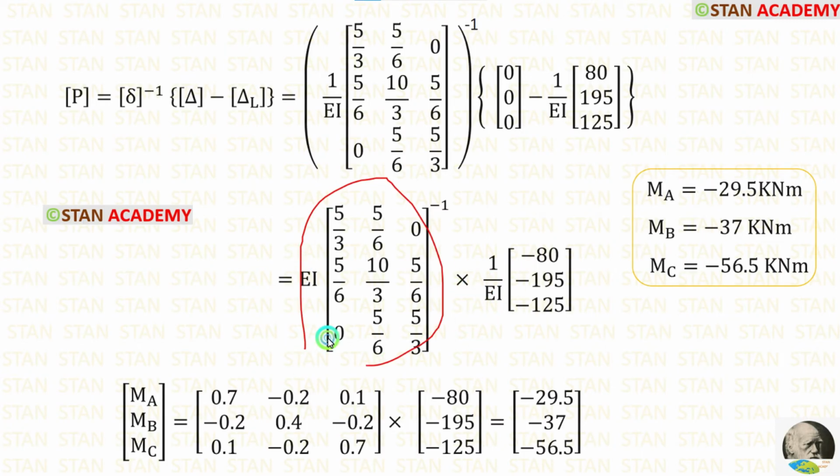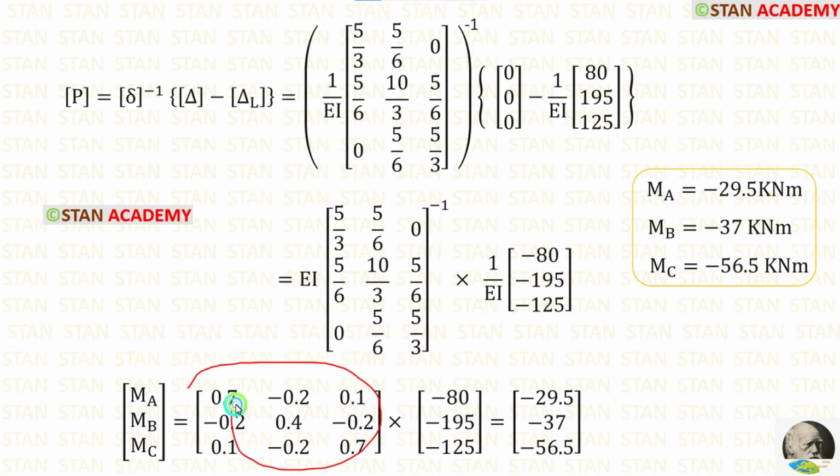For this matrix, we have to find the inverse. We can apply all of the values inside the calculator and find out the inverse. If you do not know how to find the inverse of 3 by 3 matrix, see the description below. There is a link. You can click the link and watch the video for getting ideas how to find the inverse of 3 by 3 matrix. I have used the calculator and found the inverse.